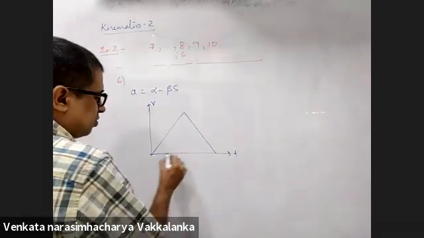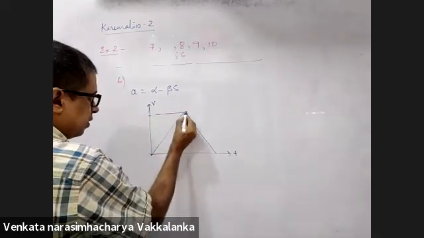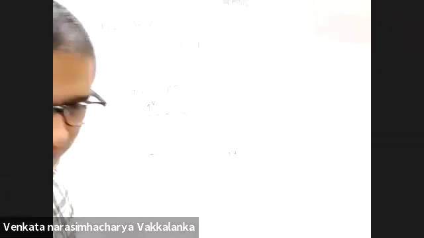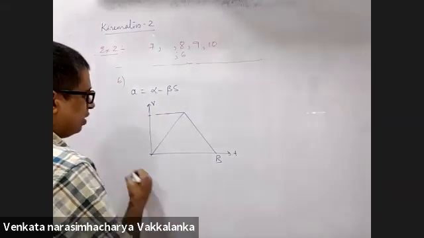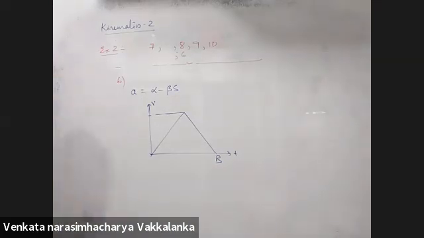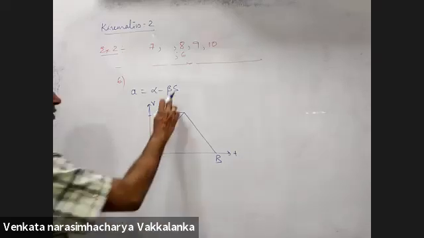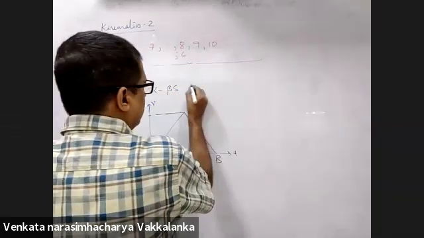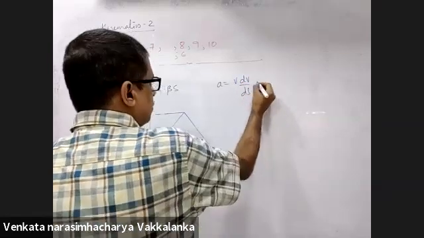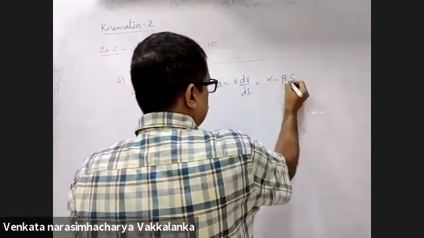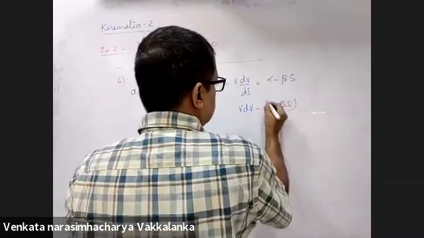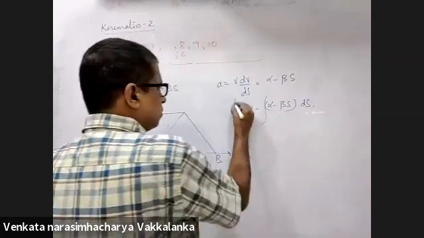So the total distance covered, you are giving me this. The area underneath is the total distance covered. Comes to a halt at station B. Agreed? Now you gave me acceleration. Acceleration will be v dv by ds is alpha minus beta s. v dv is equal to alpha minus beta s into ds.